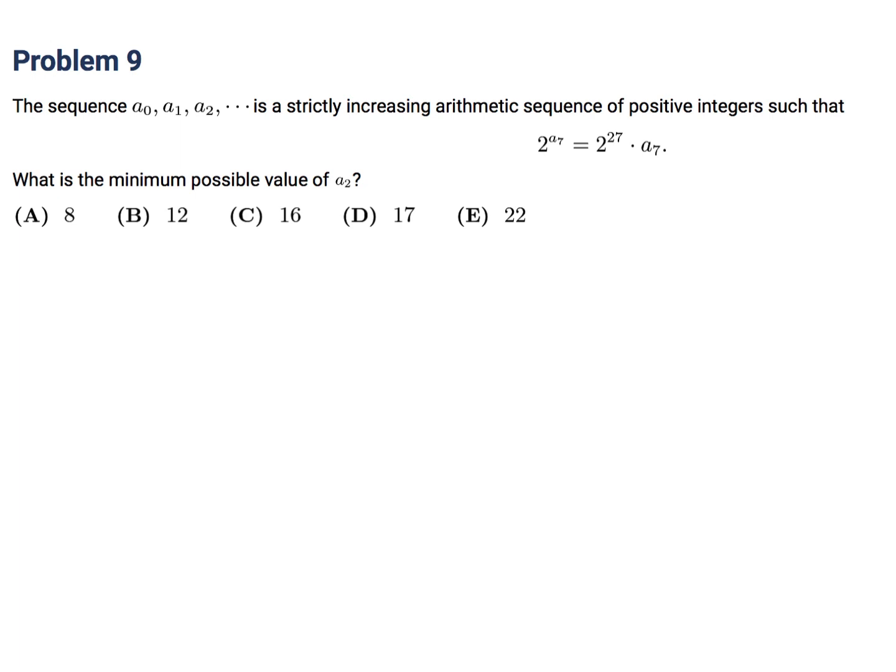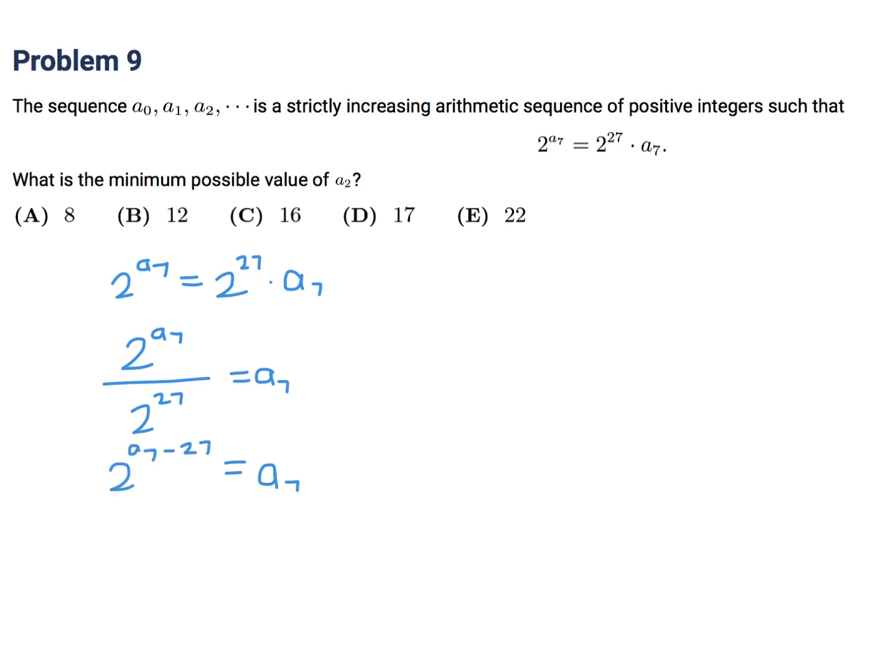The sequence A0, A1, A2 is a strictly increasing arithmetic sequence of positive integers such that 2 to the power of A7 is equal to 2 to the power of 27 times A7. What is the minimum possible value of A2? So we have 2 to the power of A7 is equal to 2 to the power of 27 times A7. All right. So let's see what I can do here. 2 to the power of A7 over 2 to the power of 27 is equal to A7, right?